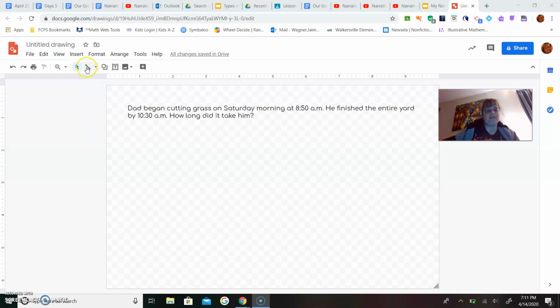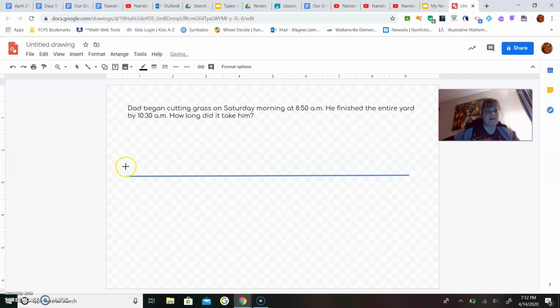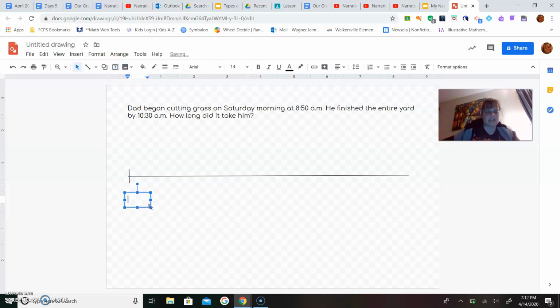So I'm going to get my number line from up here. Here's my line. Okay, let me try that again. Okay, and then I'm going to draw my line straight across. And now I'm going to draw a little line right here. Then I'm going to get a little text box, because inside my text box I'm going to write my starting time. My starting time is 8:50 a.m.